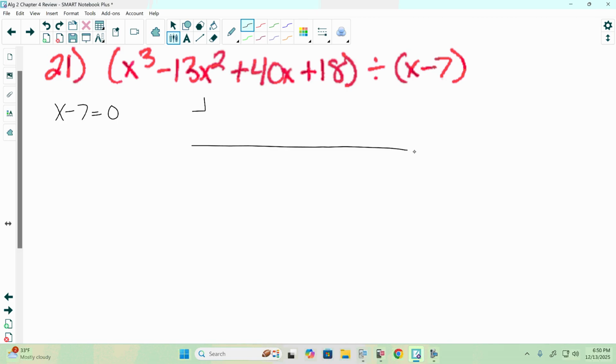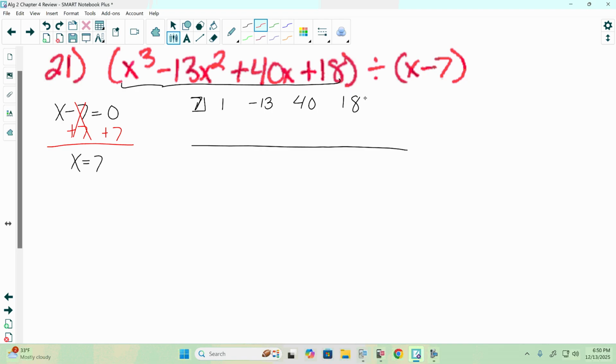First thing we need to do is solve for x. In this case, we're just solving for x, the variable with the biggest exponent. So we add 7 to both sides, telling us x is equal to 7. And it's the number that goes inside the cubby. Our numbers going across the top are our coefficients. 1 for x cubed, negative 13 for x squared, 40 for x, and 18. And we bring the 1 down.